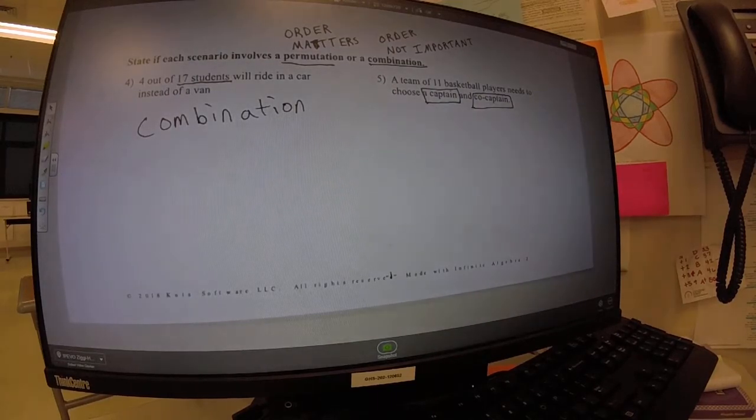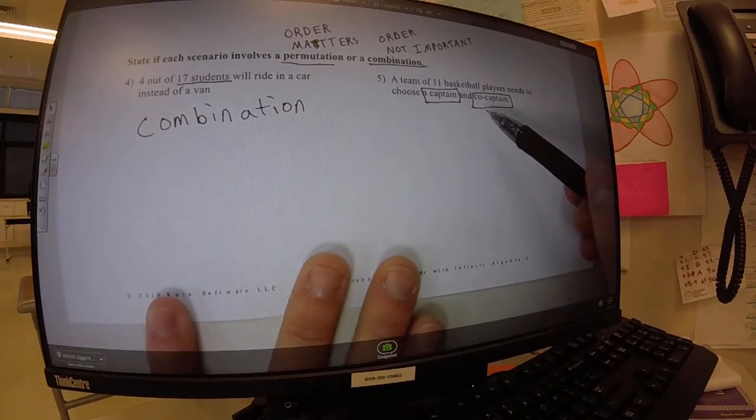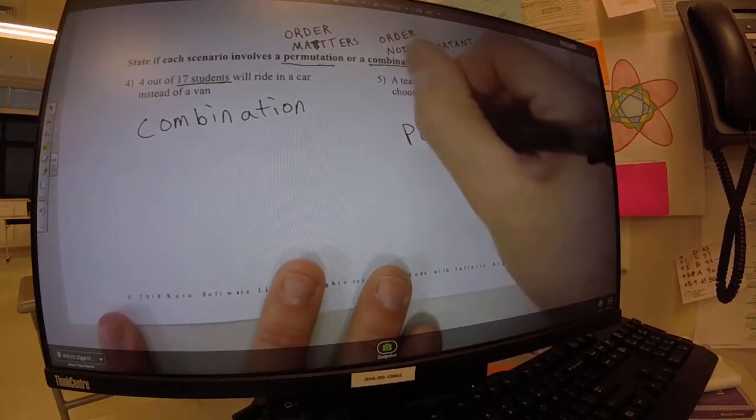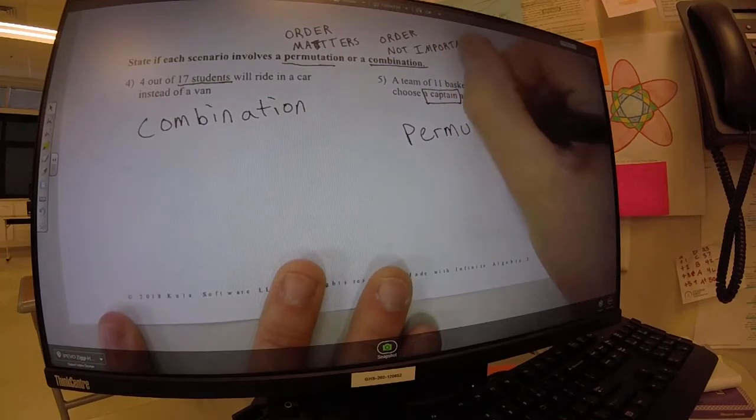When you're thinking about basketball players, when you're thinking about sports teams, some people are very picky about whether they want to be the captain, the co-captain, or just a player on the team. Order's pretty important here because you can't have a captain and a co-captain be the same person. Therefore, this example is going to be a permutation.